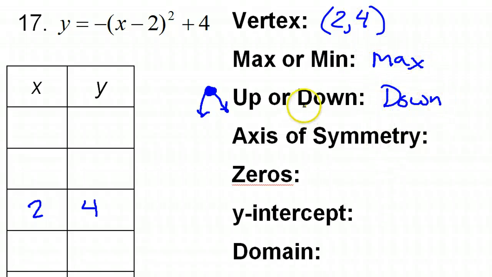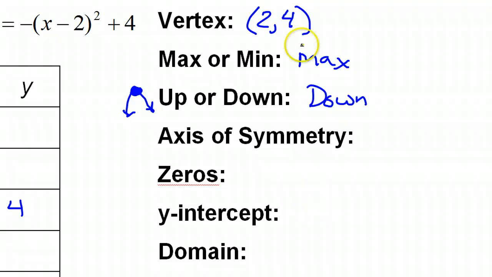Okay, for the rest of it, let's go ahead and make the table in the graph. So for the other x values, let's go less and greater. So less than 2 is 1 and 0. Greater than 2 is 3 and 4. All right, let's just use the TI-30XS MultiView.